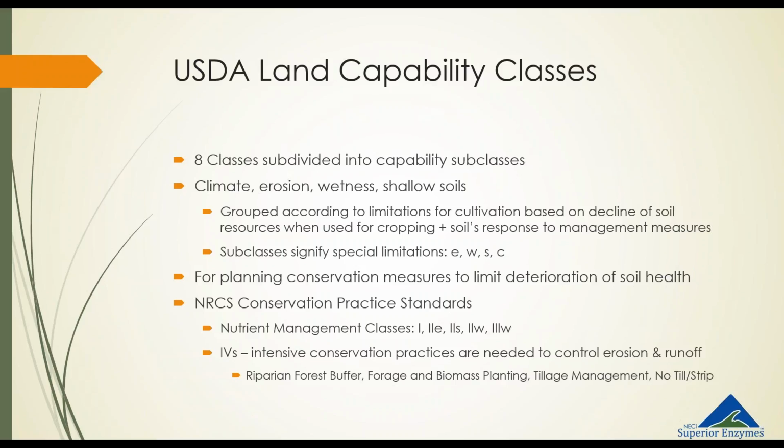So the 8 classes are subdivided into capability classes, again 1 through 8, 1 being the most suitable for crop use, going down from there. Between 1 and 8, there are subclasses which go into climate, erosion, wetness, and shallow soils, and some of the classes that the NRCS has identified as important for nutrient management include the ones that are listed towards the bottom of this slide.